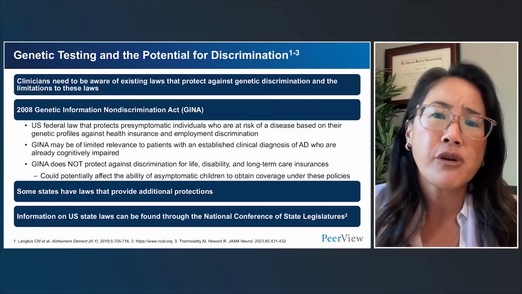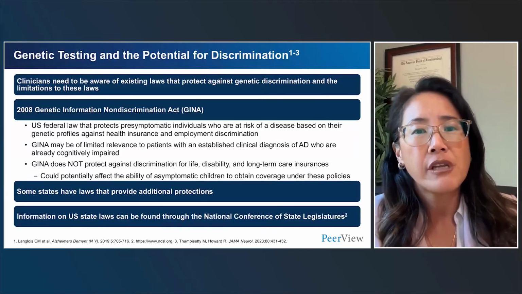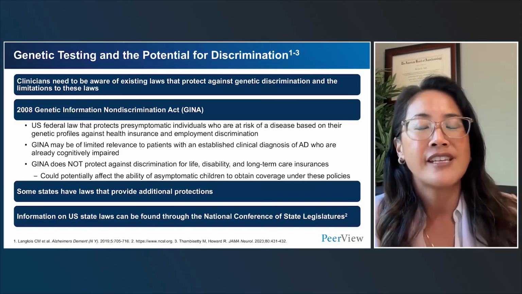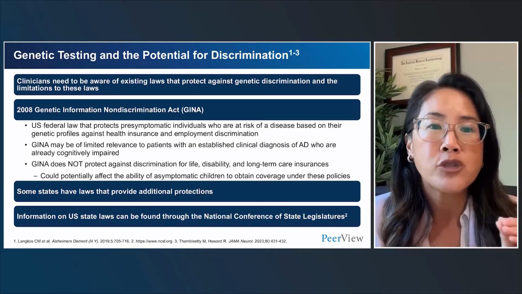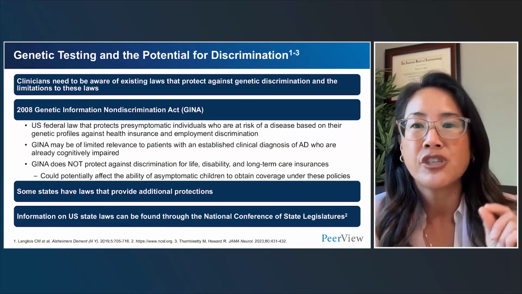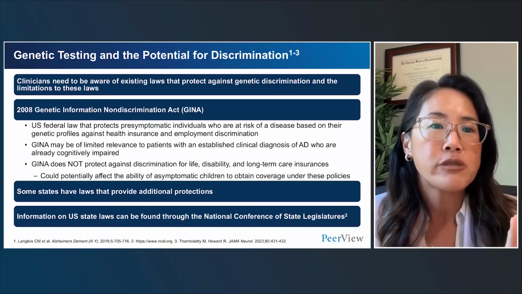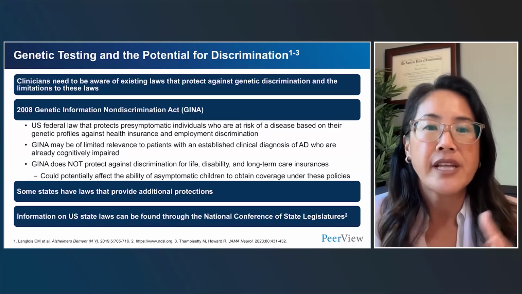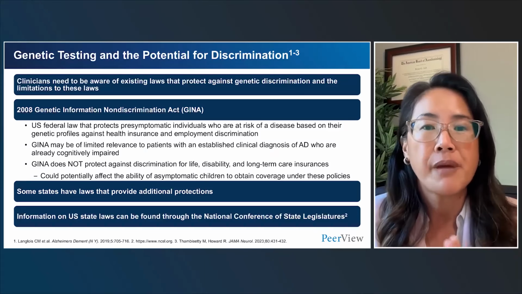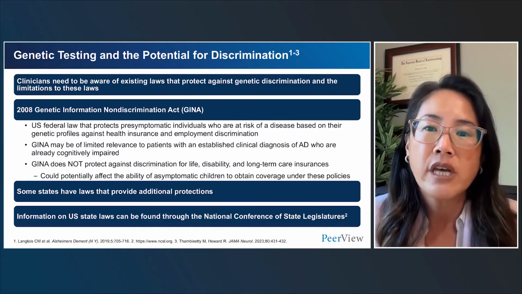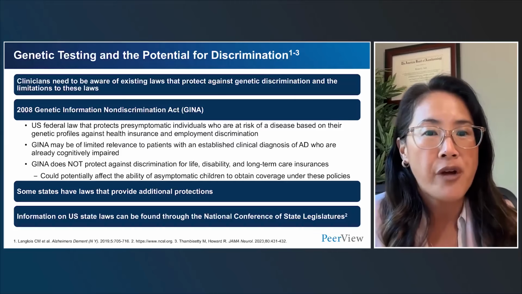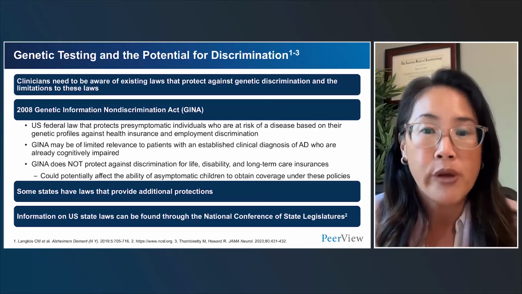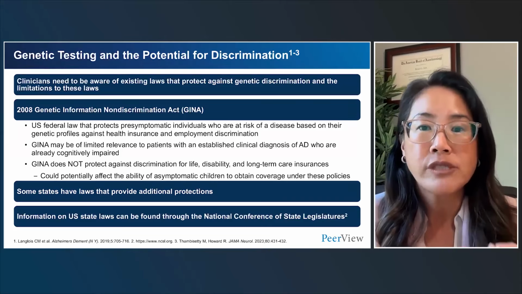It's also important to note that genetic information may have implications for discrimination and other types of insurance. Now, we do have laws that protect against genetic discrimination, and this was related to the Genetic Information Non-Discrimination Act in 2008. And that's a federal law that protects pre-symptomatic individuals who are at risk of a disease based on their genetic profiles against discrimination for health insurance and employment. And that's specific to health insurance and employment.